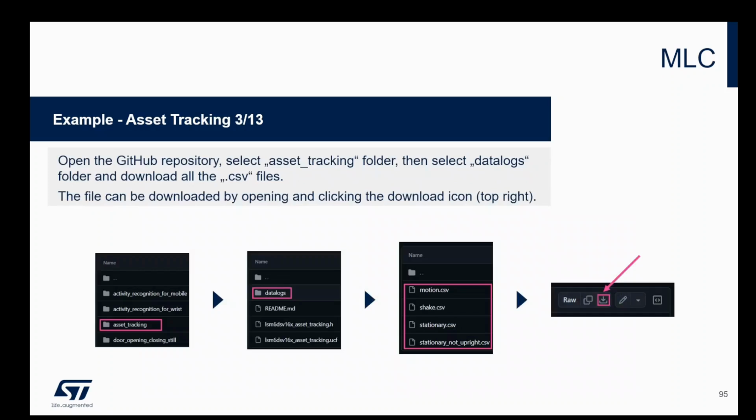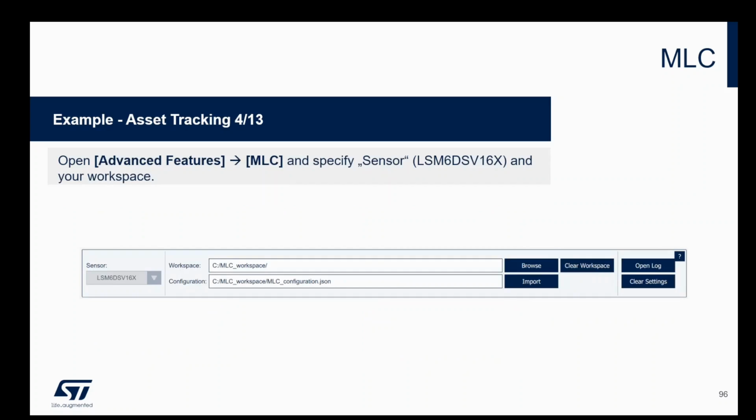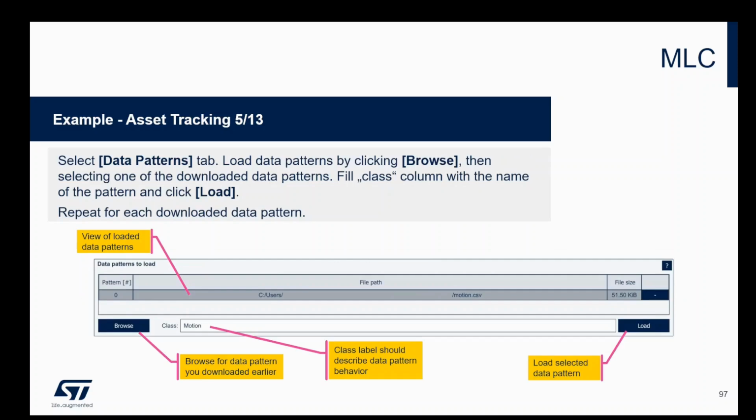Once you select this button, MLC, it will take you to our GitHub repository, and then you search for the asset tracking folder. There are already log files that we have collected, and we have stored them there. These log files are for motion, shake, stationary but not upright. Those log files are all available. You download those log files, and then you bring them to this Advanced Features MLC tab, where you have specified your path for your workspace, and you load all those log files, all those data patterns here.